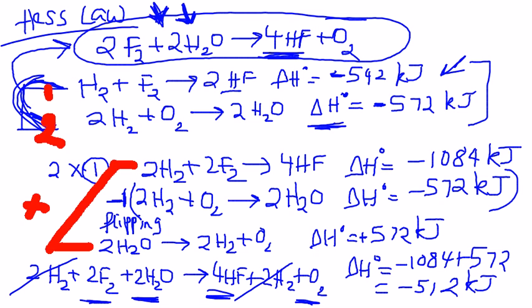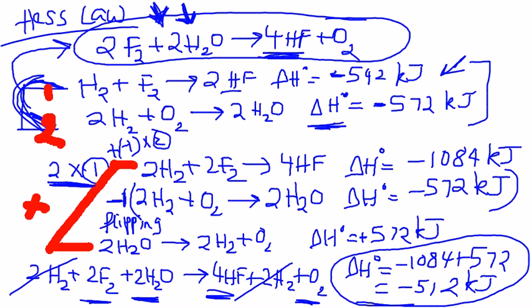So we have basically carried out a mathematical operation: we multiplied the first equation by 2, and to that we added the inverse of the second equation times 2, and that gave us the desired equation. Since we ended up doing the same thing on the heat aspect as well, my final heat change for this reaction comes out to be negative 512 kilojoules, and that is Hess's law.